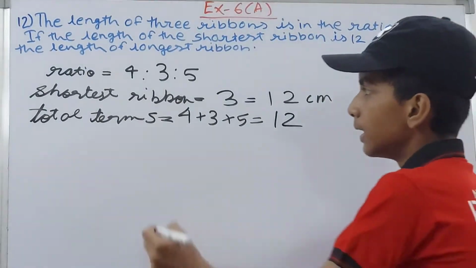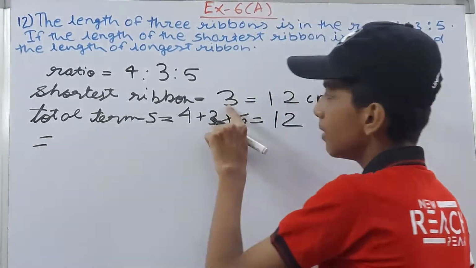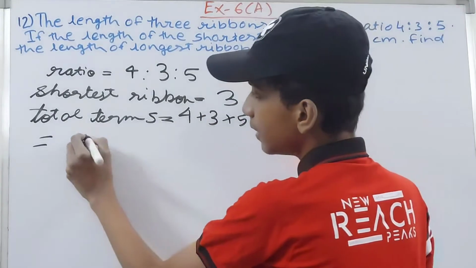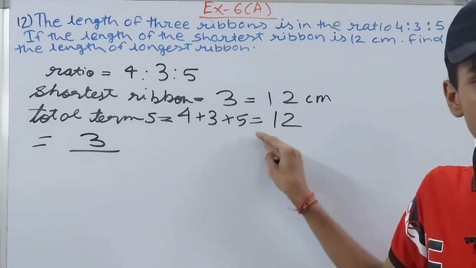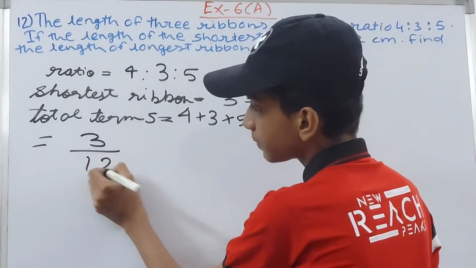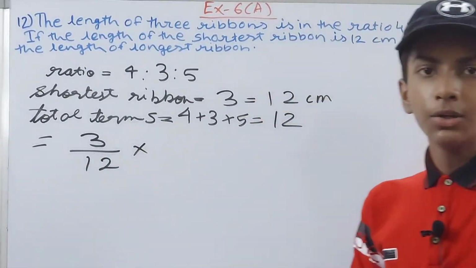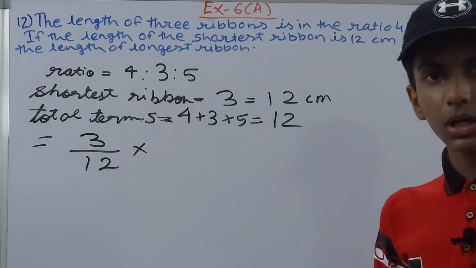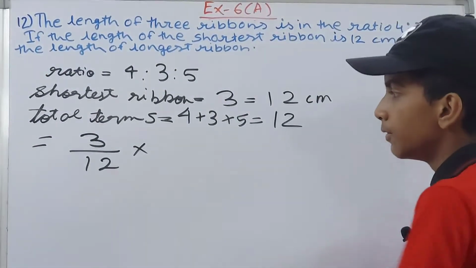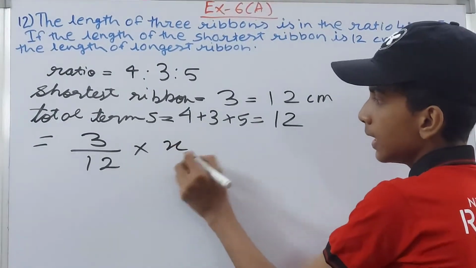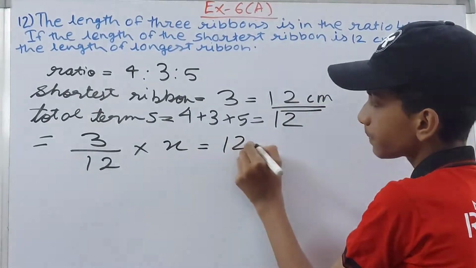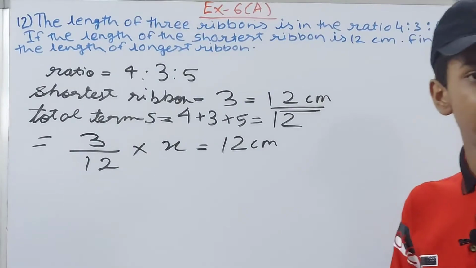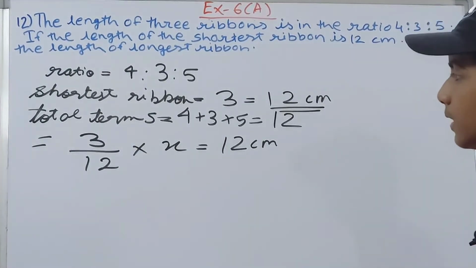How? See, this will be equal to, the shortest ribbon was 3. So in the numerator we'll have 3 upon total number of terms. Total number of terms is 12. So 12 into the total. Now the total is what we don't know, so assume it as x. Now this becomes into x is equal to, the length given here, 12 centimeters, right? So 12 centimeters here. Now we can solve it.